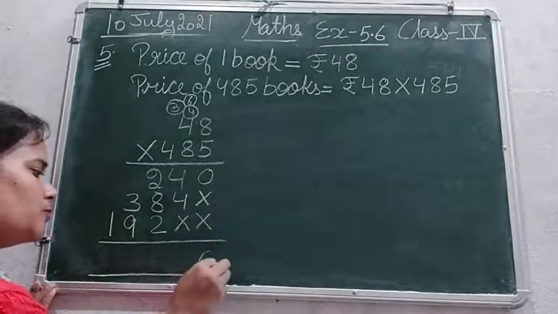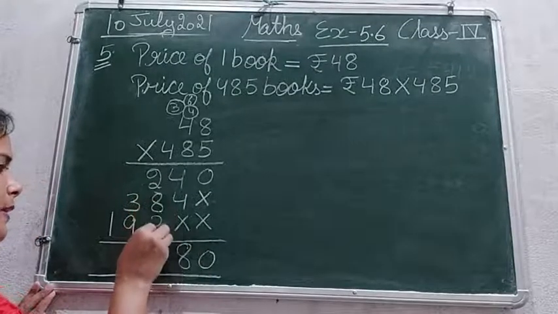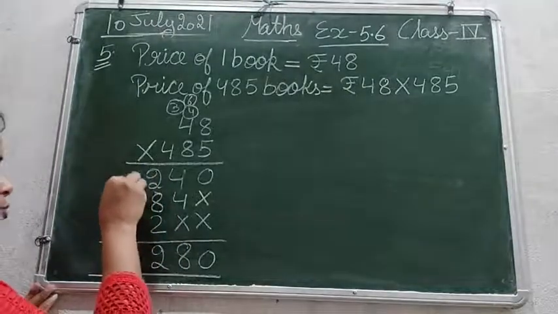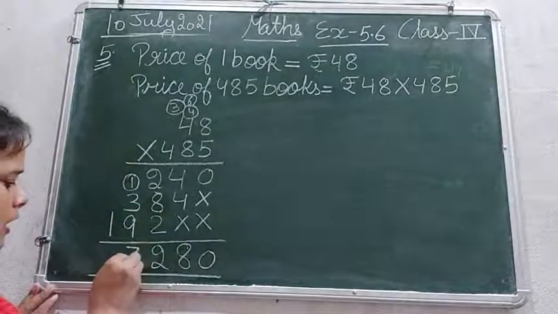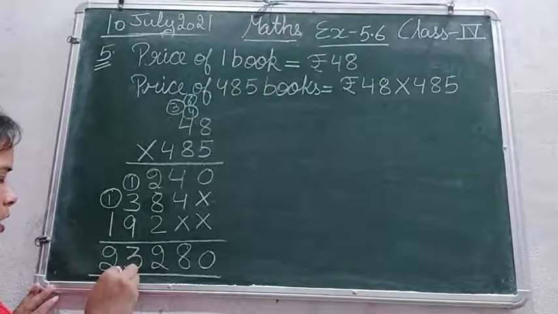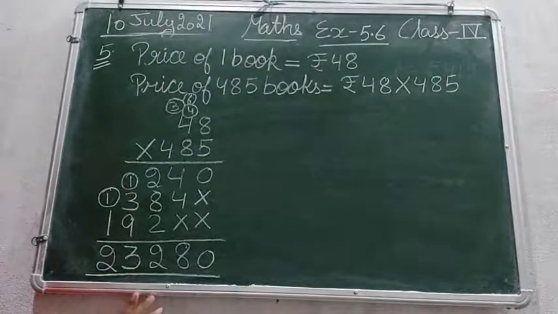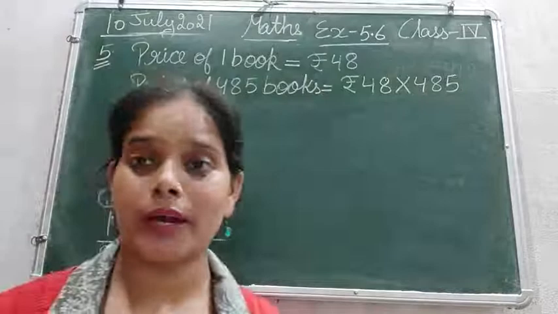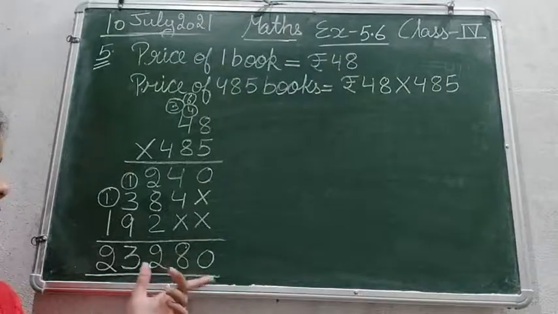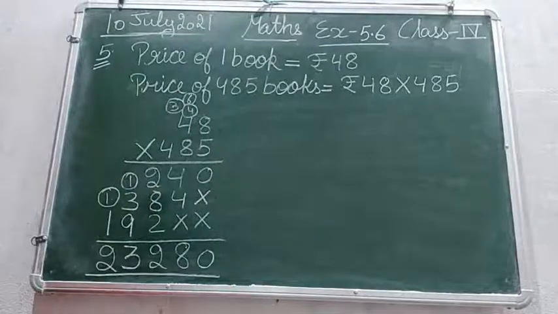So this is 0. 4 plus 4, 8. 2 plus 8, 10 plus 2, this is 12. 2, 1 will be carried above. 9 plus 1, 10 plus 3, 13. 3, 1 will be carried above. 1 plus 1, 2. So this is 23,280. This is our product. So the product we calculated is 23,280. So what is this? This is the cost of 485 books.